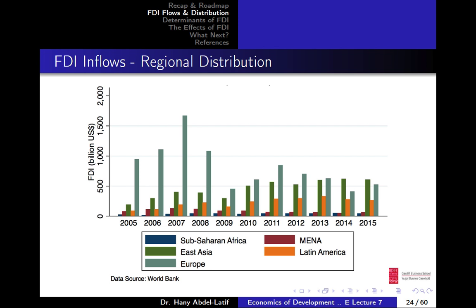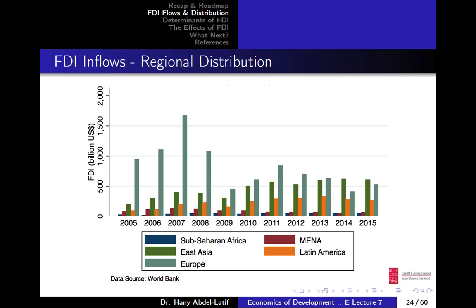How much FDI is going to poor countries? Sub-Saharan Africa, Africa, for example. Where is Sub-Saharan Africa? This is the share of Sub-Saharan Africa compared to other regions. The share of MENA, Middle East and North Africa, you can hardly see it. So that tells you something about, again, development.